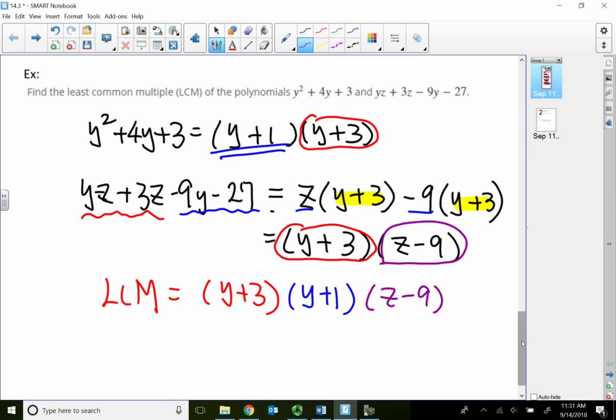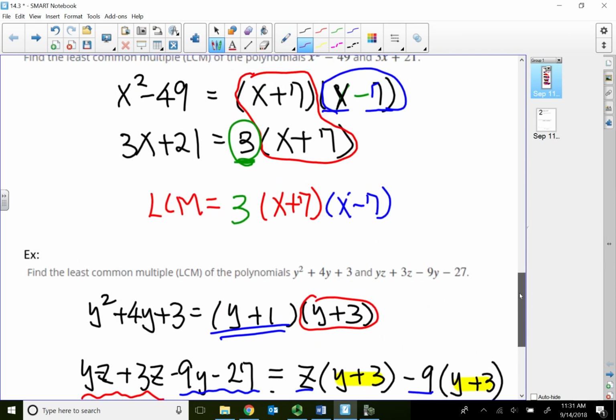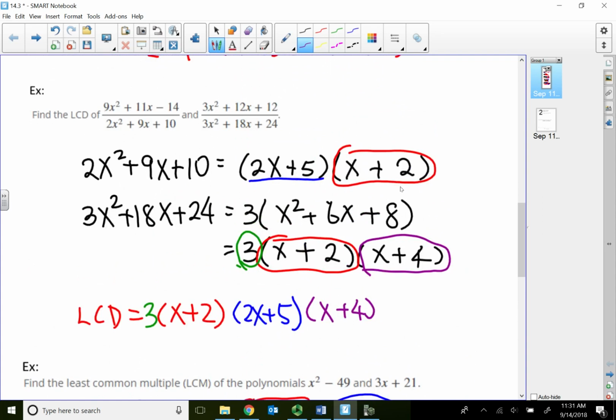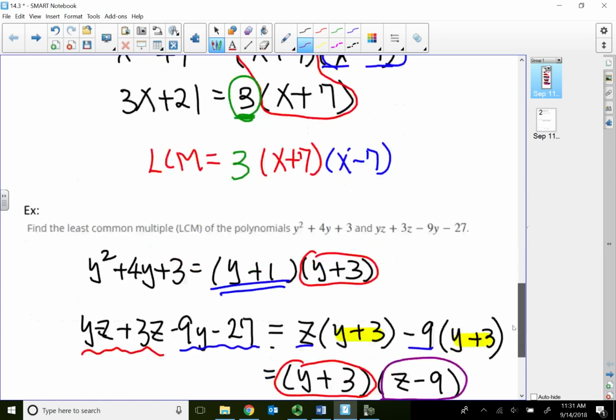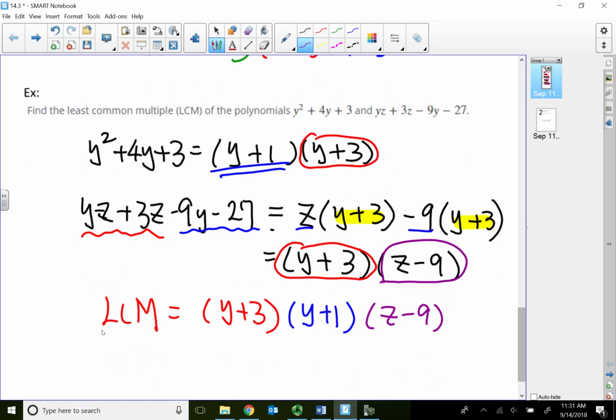So in this lecture video, we factor our polynomials and count the repeated factors and the non-repeated factors, in order to find the least common multiple or least common denominator.